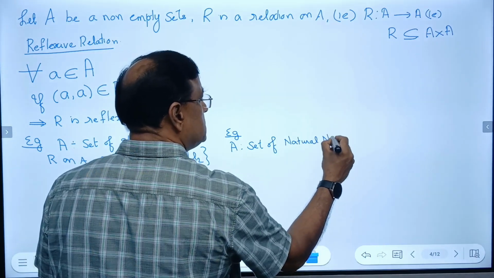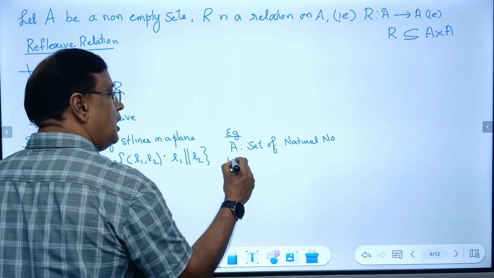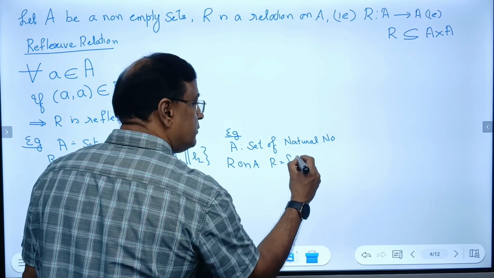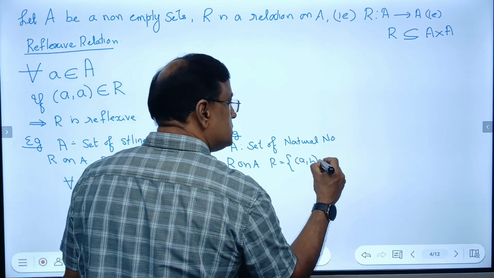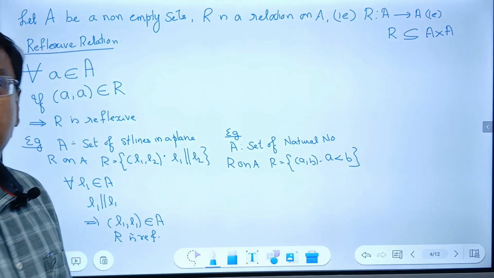Natural numbers. I'm just taking some example; you can take any example you want. I define my relation R on A. Now how do I define it? I define it as (A, B) such that A is less than B.